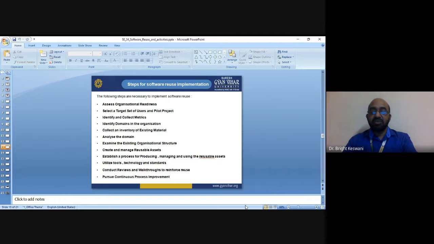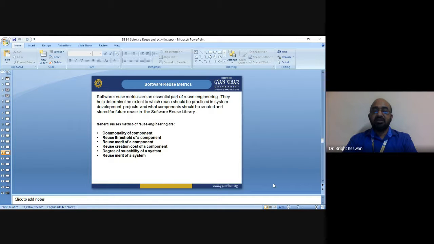Then pursue continuous process improvement. It is again a very important step, continuously monitoring and pursuing incremental improvement to the reuse program, explicitly taking feedback from the user and other participants in the reuse efforts. So these all are the steps for software reuse implementation.